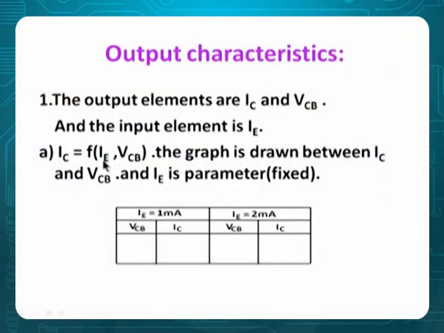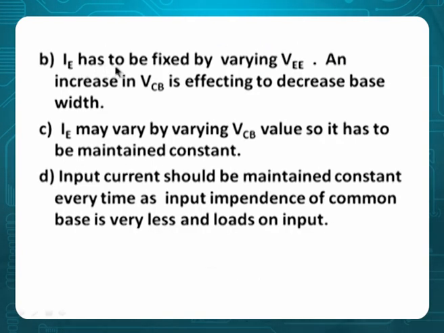How do we fix IE? By varying the input supply, fix IE and then vary this. That's called characteristics here. So IE is equal to 1, VCB versus IC. IE equal to 2, VCB versus IC. IE has to be fixed by changing VE.